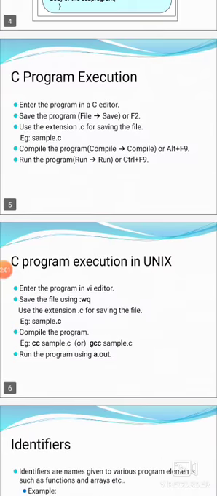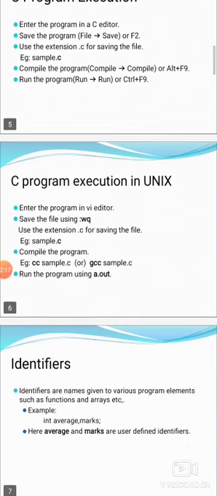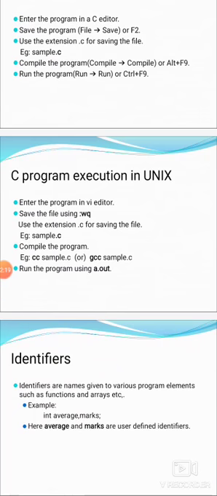Whereas in Unix also C program can be executed. For that, you want to enter the program in VI editor. The file is saved by using the extension .c with the help of the command :wq. And for the compilation, the syntax followed is cc filename.c or gcc filename.c. Then for running a program, you want to use a.out. This is the execution of C program in Unix.